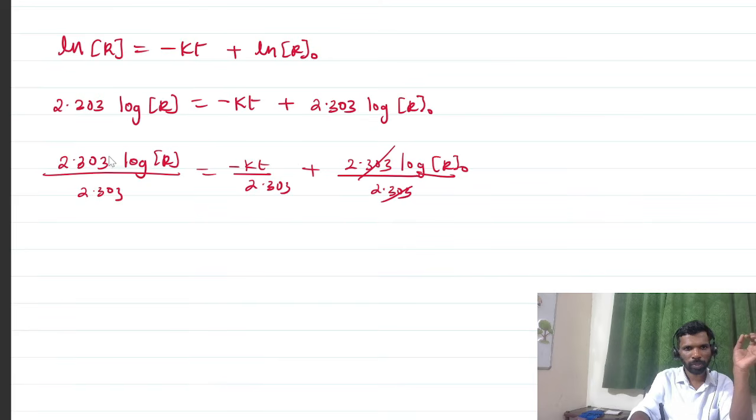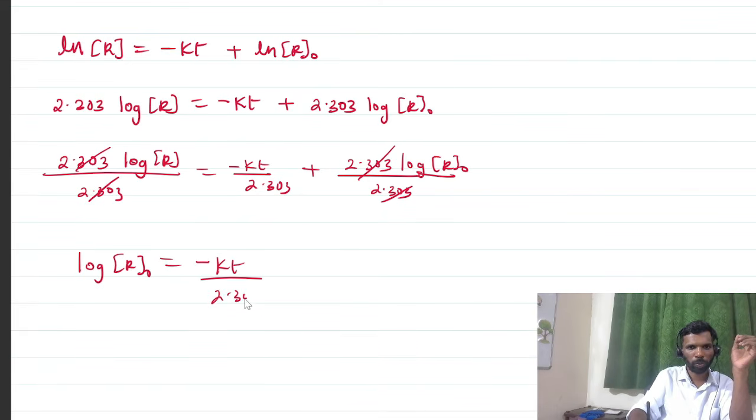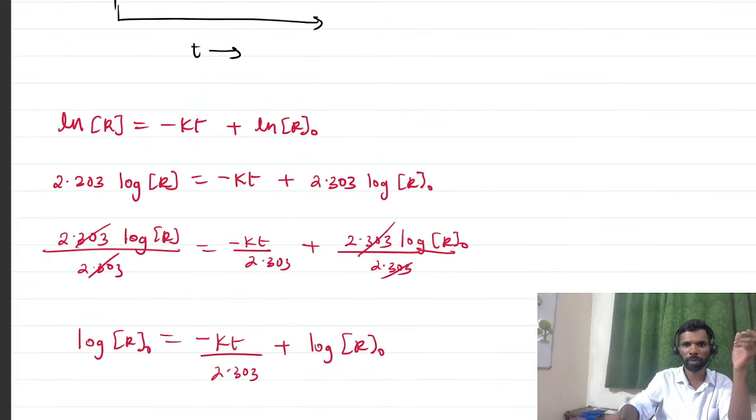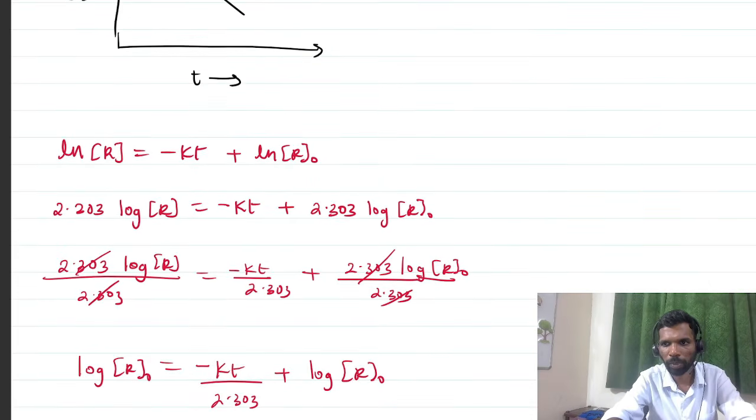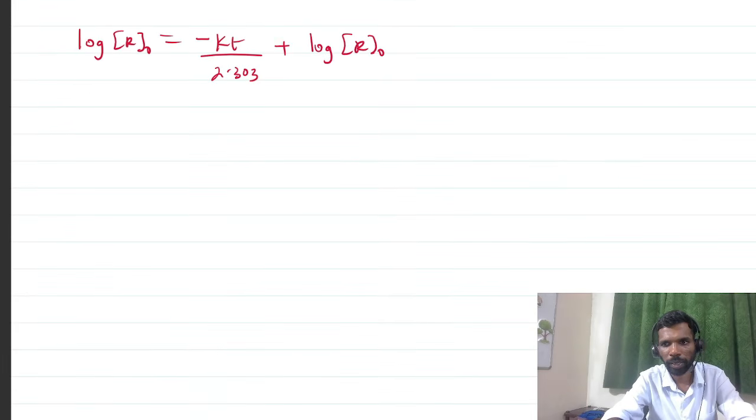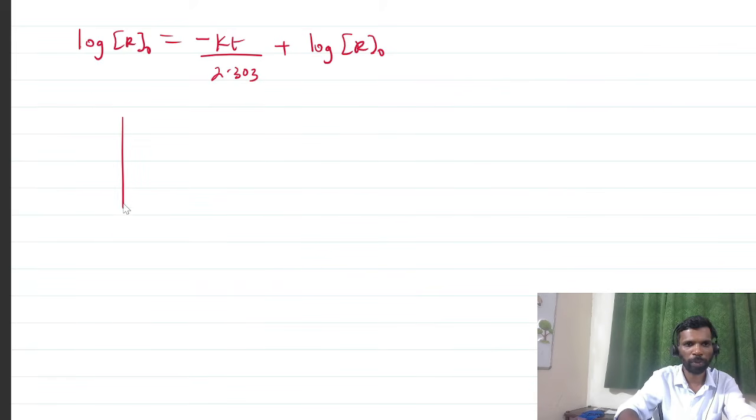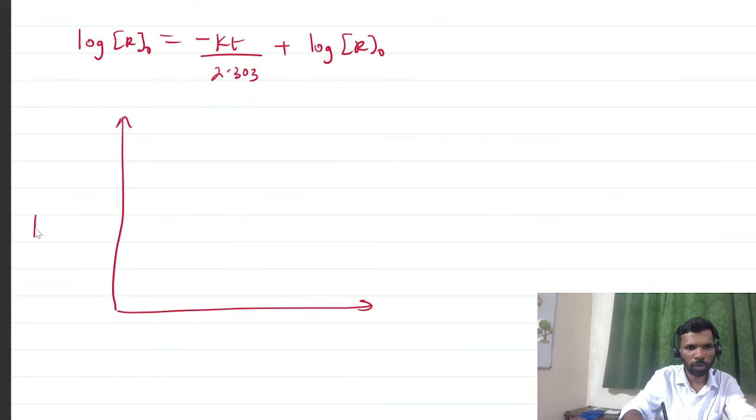So over here, the new equation in terms of log becomes log r is equal to minus kt upon 2.303 plus log r0. Now, what will be the graph? Graph will be similar, but the only thing is that slope will vary. Slope will be different.